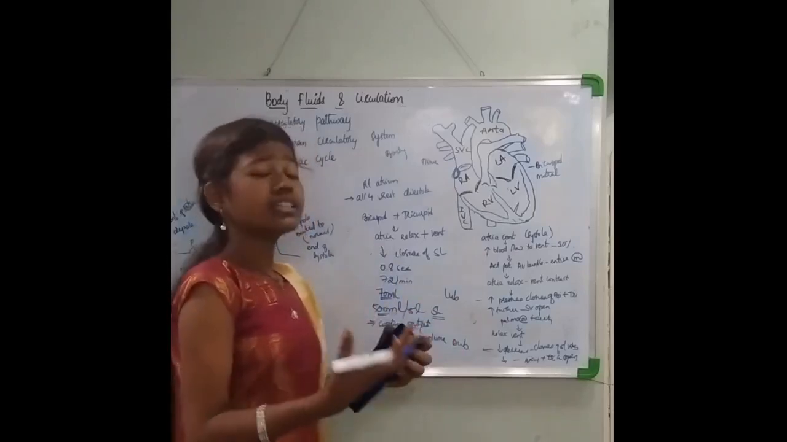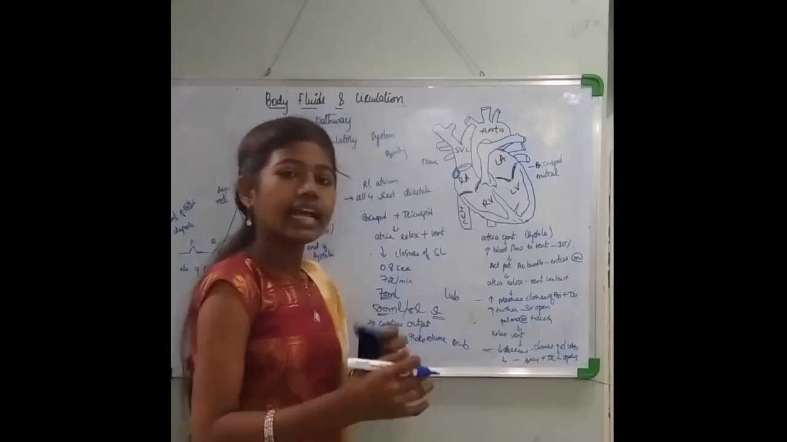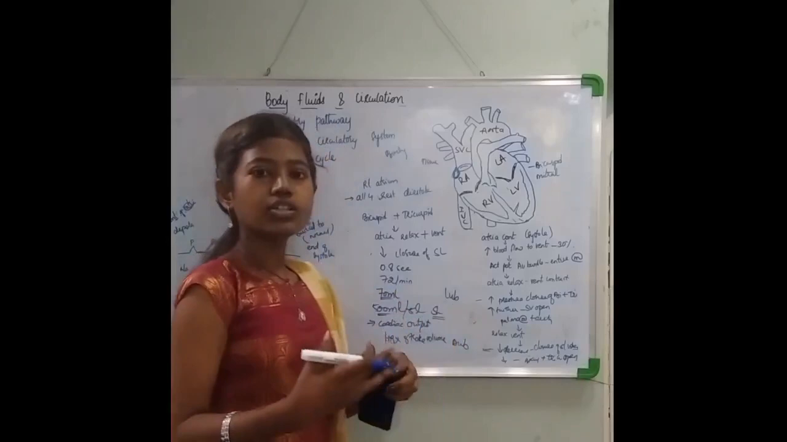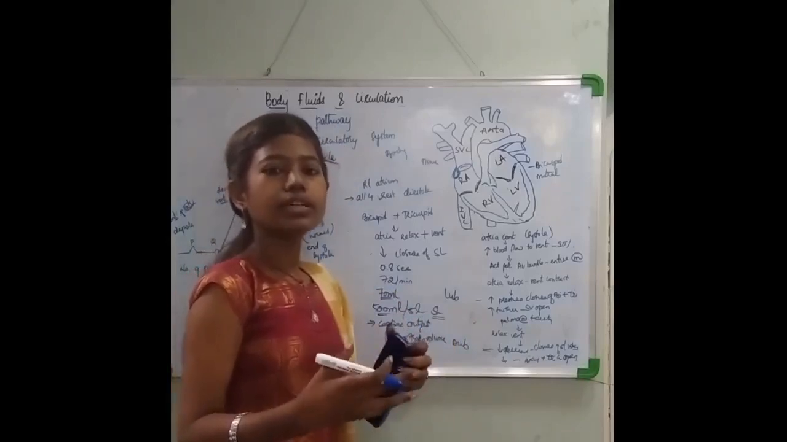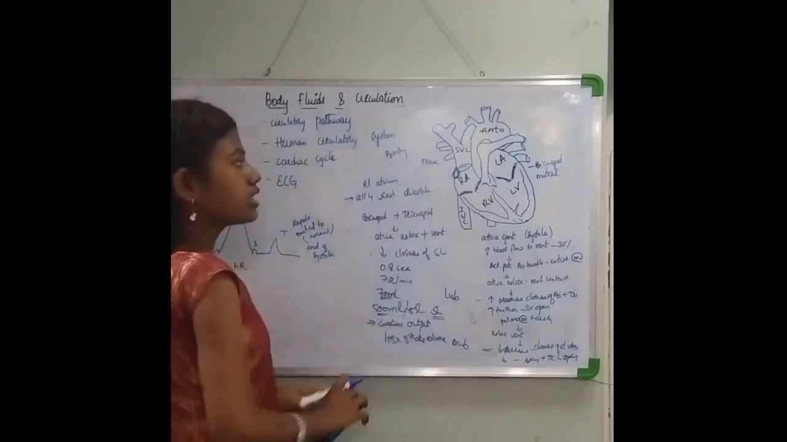You can see a higher cardiac output in athletes when you compare them with normal human beings. And the change in cardiac rate will help you in pathological conditions and also in diagnosis processes. Okay, so that's about the cardiac cycle.